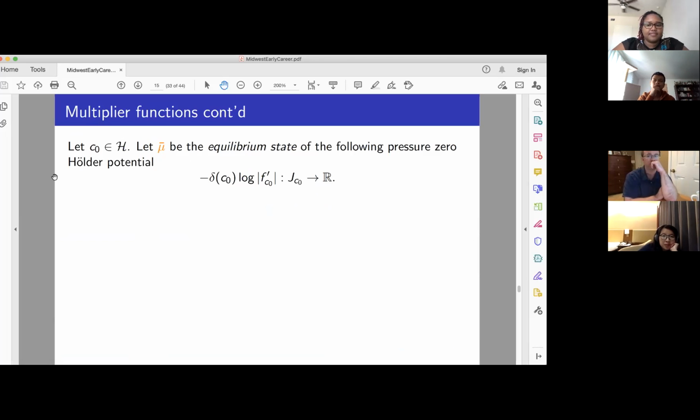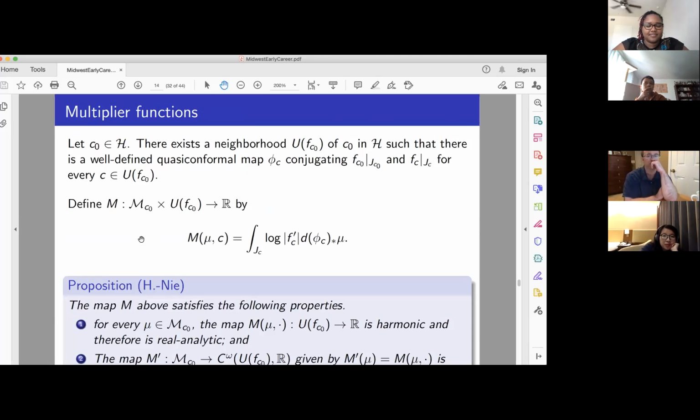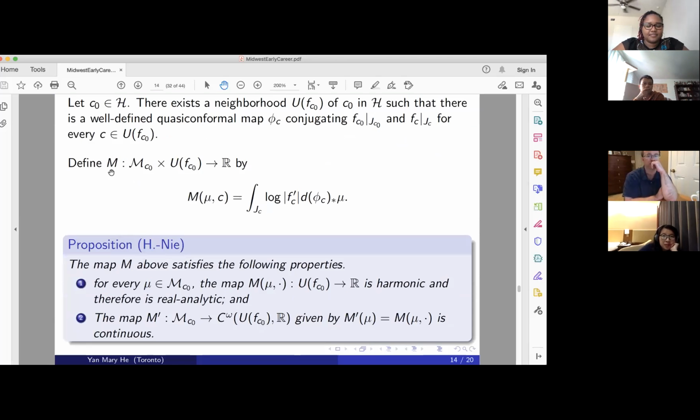Could I ask a question before? Yes. What was the M on the previous slide? Oh, this big M is the function we defined here in the middle of the slide. And what's the mathcal M C0 again? This is the space of invariant probability measures on the Julia set J C0. Yeah, sorry, there are too many M's.